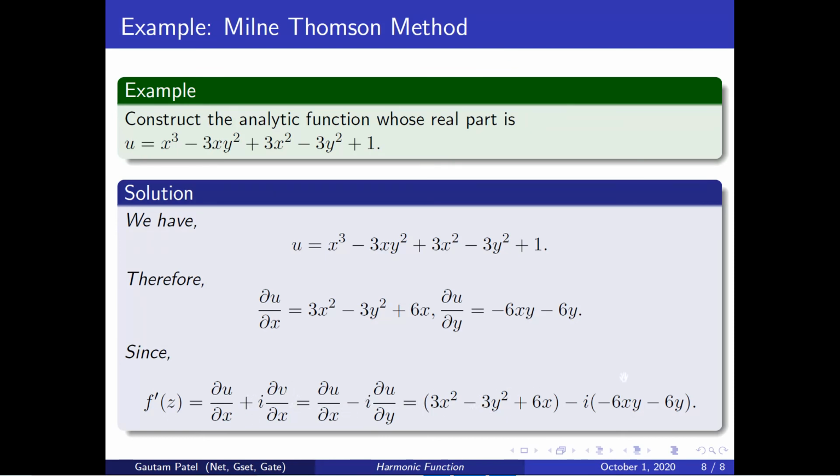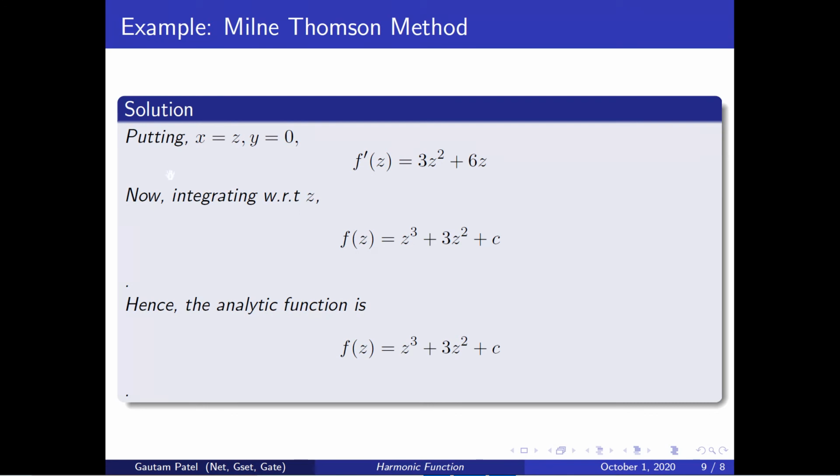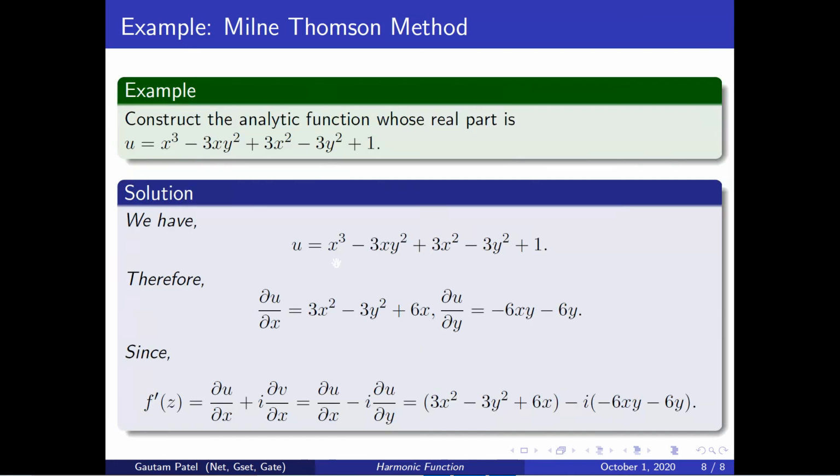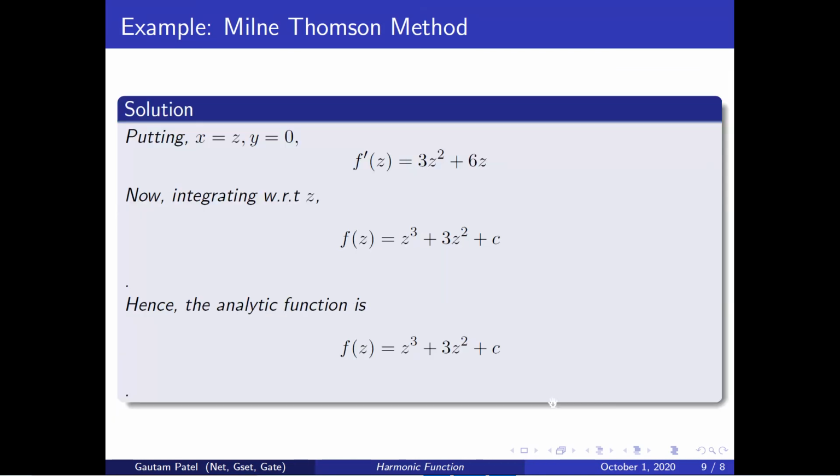Put del u by del x and del u by del y in f dash z, and then put x equal to z and y equal to 0. Here x is z but y is 0, so these terms cancel out. Putting z, we get 3z square minus 0 plus 6z, so f dash z is 3z square plus 6z.